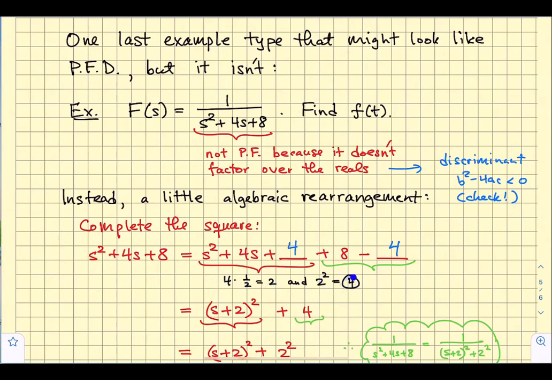And that's the number that you put here, and if I put a 4 here, I have to offset it by subtracting off the 4 here. This is a perfect square trinomial. It will always factor into s, this sign, and the square root of this number, quantity squared. In this case, it comes out to be a 4.